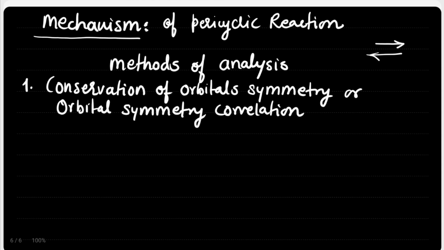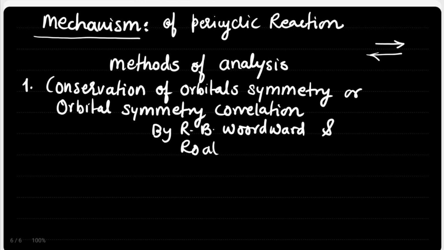Now this concept is given by R.B. Woodward and Roald Hoffmann. It was introduced in 1965, the same concept was introduced at the same time. What is the second method over here?